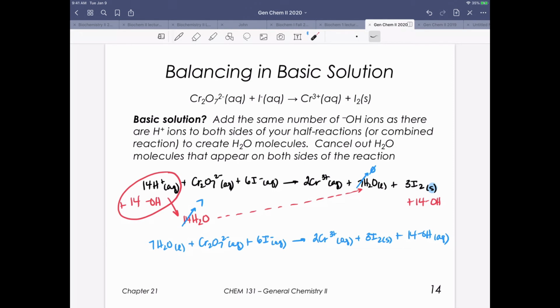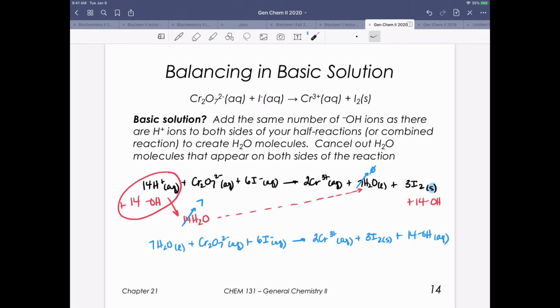Okay, so now let's see what happens here. When I have 14 H pluses and 14 OH minuses, does that make sense to everybody that that generates 14 waters? Well, I have to remember that I had 7 waters that were on my right. So 14 on my left, 7 on my right is a net of 7 on my left. So after all the dust settles from that, I'm going to have a net of 7 waters on my left. And then these 14 hydroxides, those stick around. So 14 hydroxides on the right.